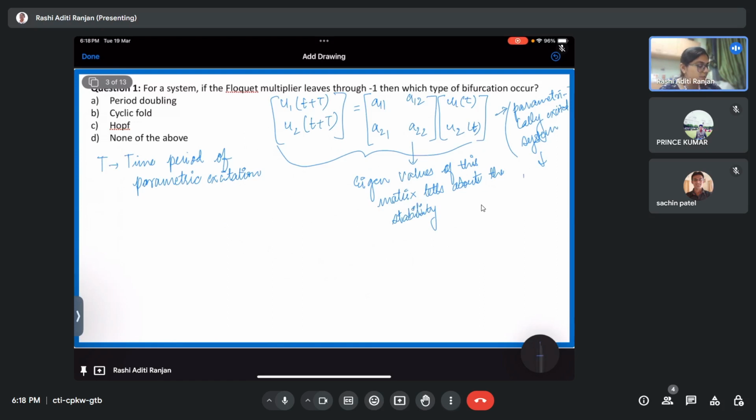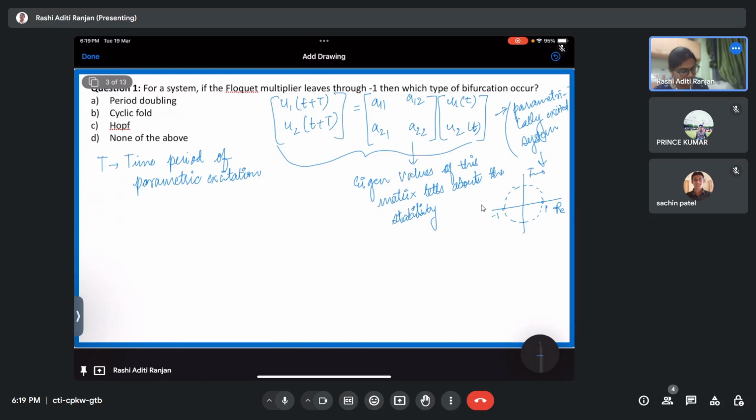So if you remember, we had this real axis, we had the imaginary axis, and then we had a unit circle. So we said that if my lambda lies inside the unit circle, then my system is stable. And if lambda lies outside the unit circle, then my system is unstable. Right? We were using that technique only.